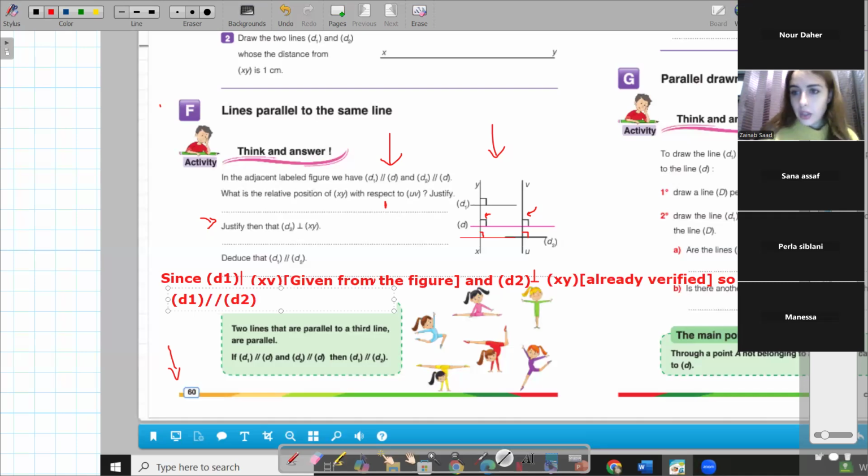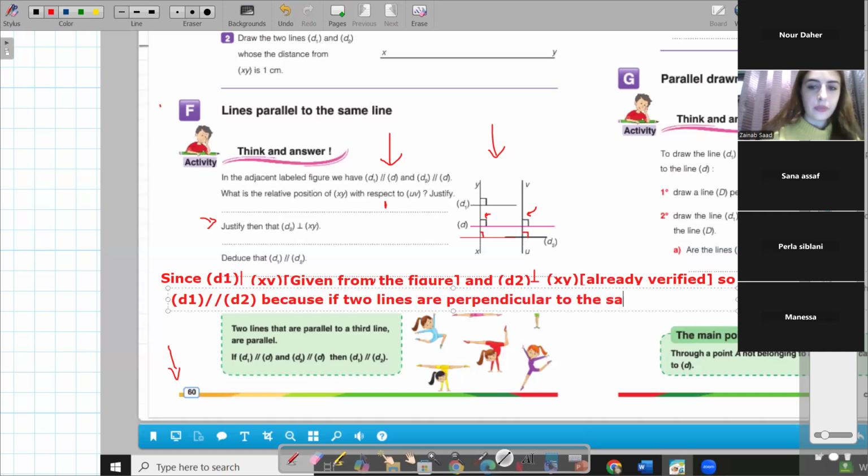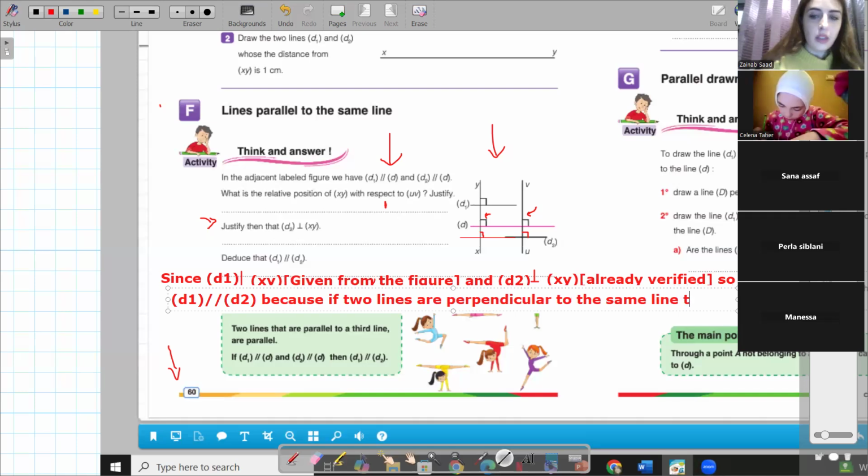Now we're gonna mention the property because if two lines are perpendicular to the same line, then they are parallel.